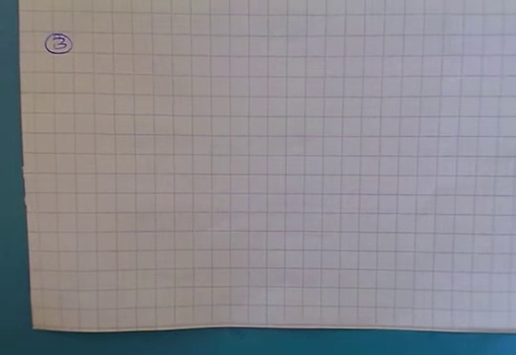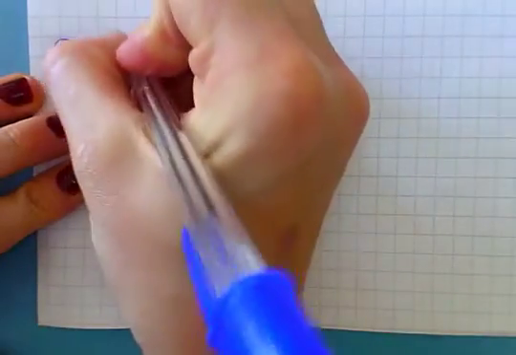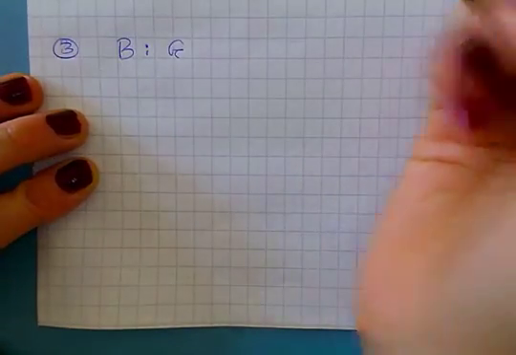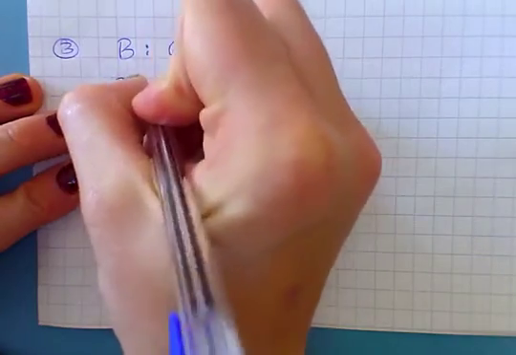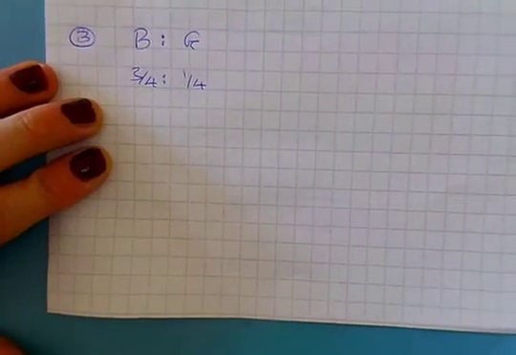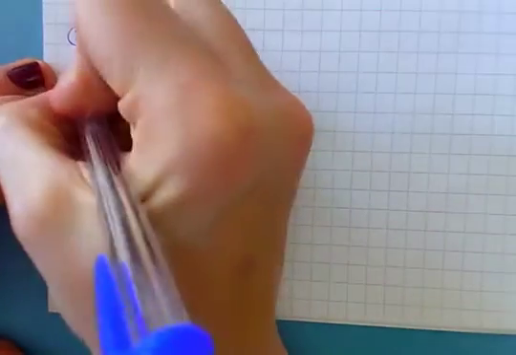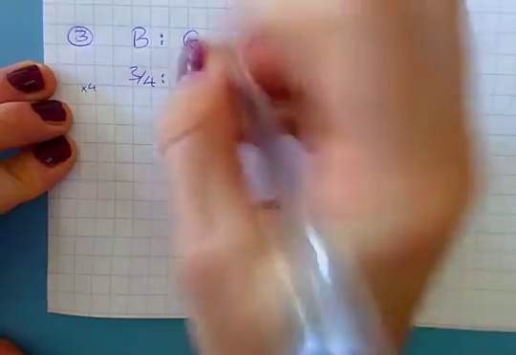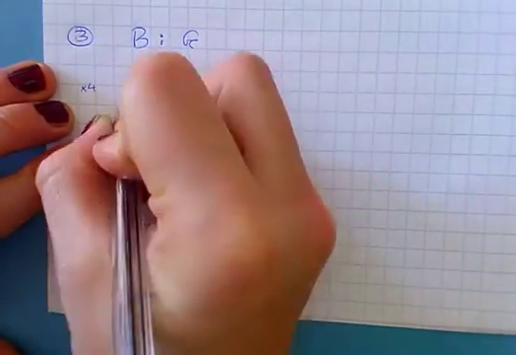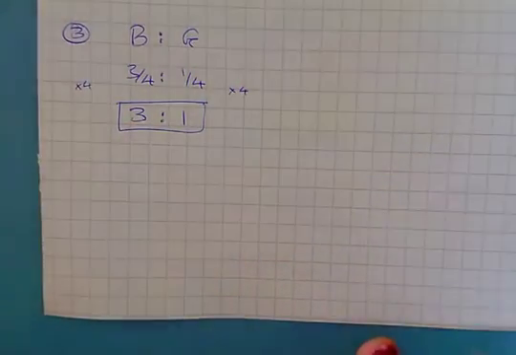Okay, question 3 says 3/4 of the members of a junior tennis club are boys and the rest are girls. What is the ratio of boys to girls among these members? So if we write out boys to girls, now we've been given this as a fraction, so 3/4 are boys, which means that 1/4 of the members are girls. Now, to eliminate the fraction, we can times both sides by 4, which just eliminates the denominator, and we are left with the ratio 3:1, and that would be our final answer.